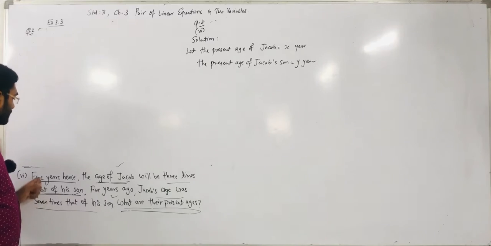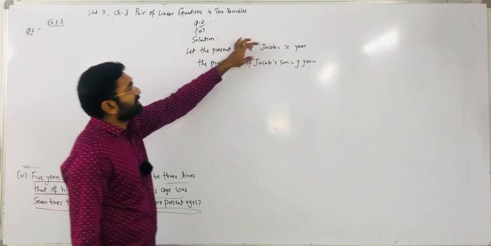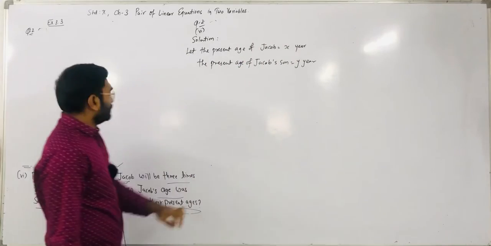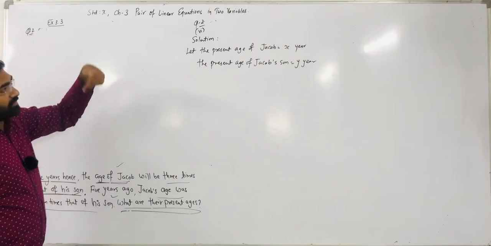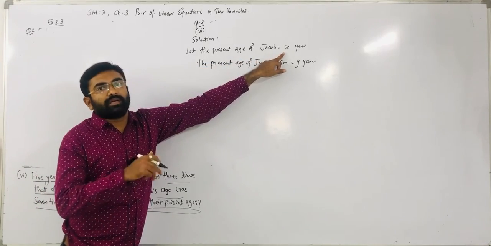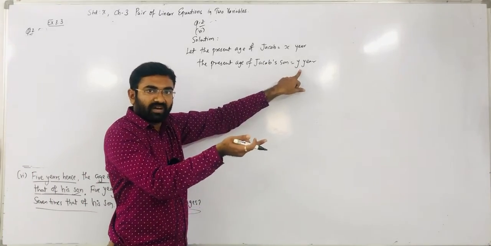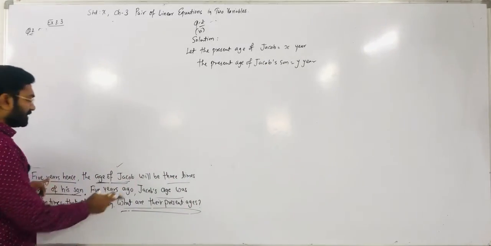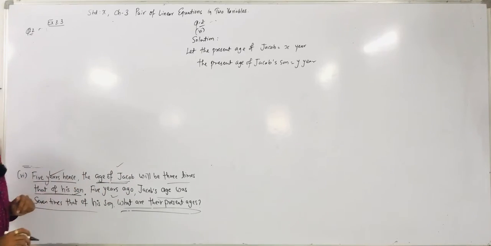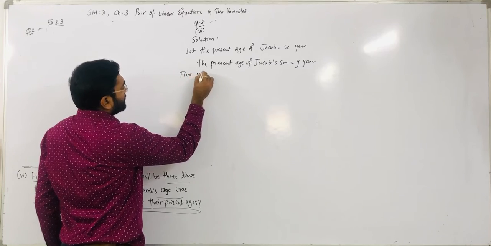Now we have to read the statement carefully, then after that make an equation. Okay. Five years hence. See, right now both persons' present ages are x and y. So five years hence means after five years, both persons' ages will be: Jacob's age will be x plus 5 and Jacob's son's age will be y plus 5. Next, whatever relation is given, this is the five years hence relation that is given. So here we have to mention five years hence.